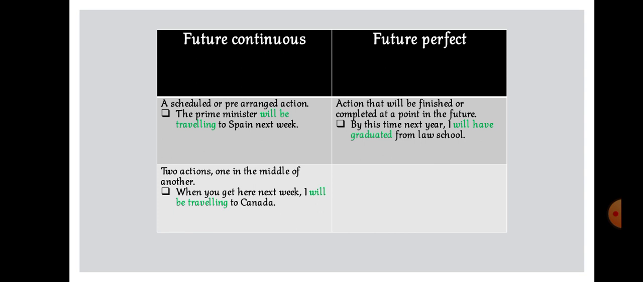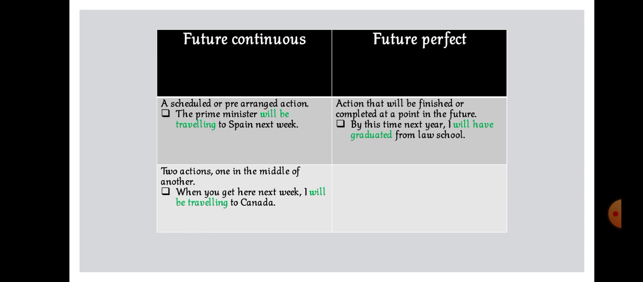Under that, the way we identify future continuous tense is will plus be plus verb plus ing. Will plus be plus we add ing to the verb. That's how we write future continuous verb. First you put the word will, then be, then the verb, and you add ing to the verb. Will be traveling, will be studying, will be eating, right? Will be writing, will be speaking, right? So that is how you write future continuous tense.